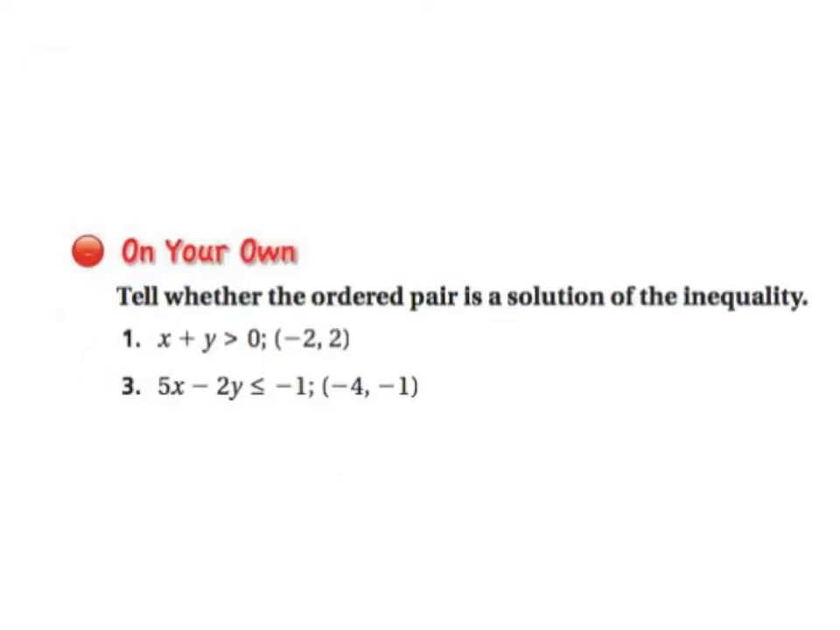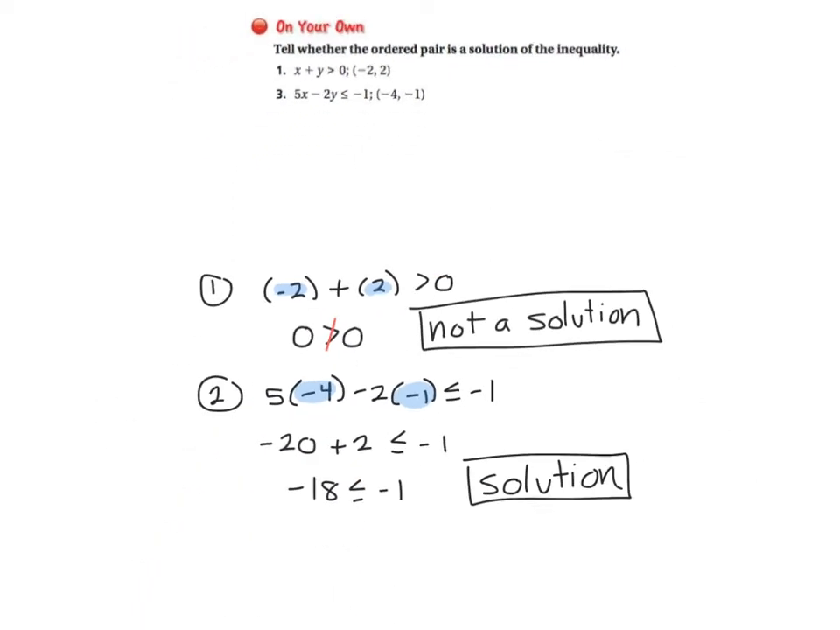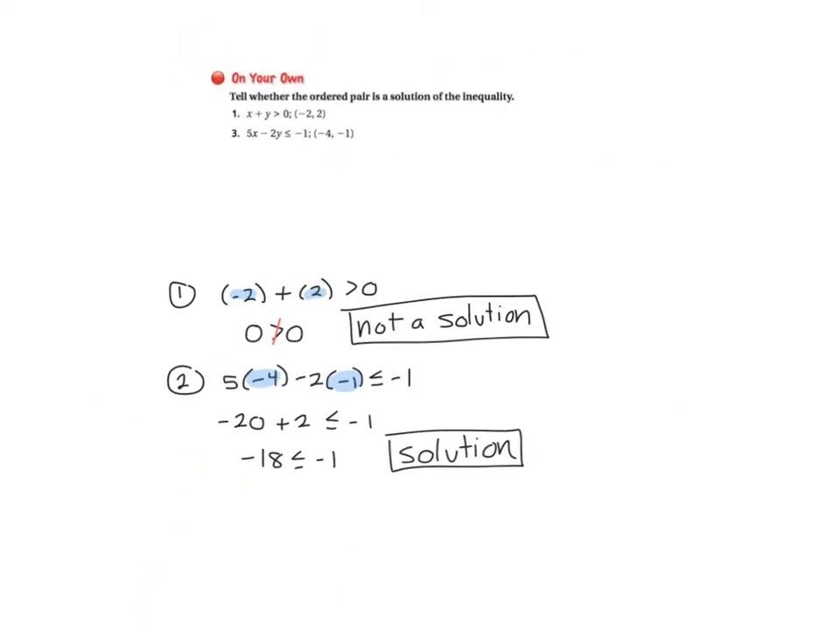Okay, go ahead and pause the video and give these two problems a try. Determine whether the given ordered pairs are a solution of the given inequalities. Okay, let's check. For the first one, you can see my substitution yields a statement that says 0 is greater than 0. This is not a true statement, so it is not a solution. For the second problem, here's my substitution. We end up with a statement that says -18 is less than or equal to -1. Now this is a true statement. -18 is smaller than -1, so we have a solution.